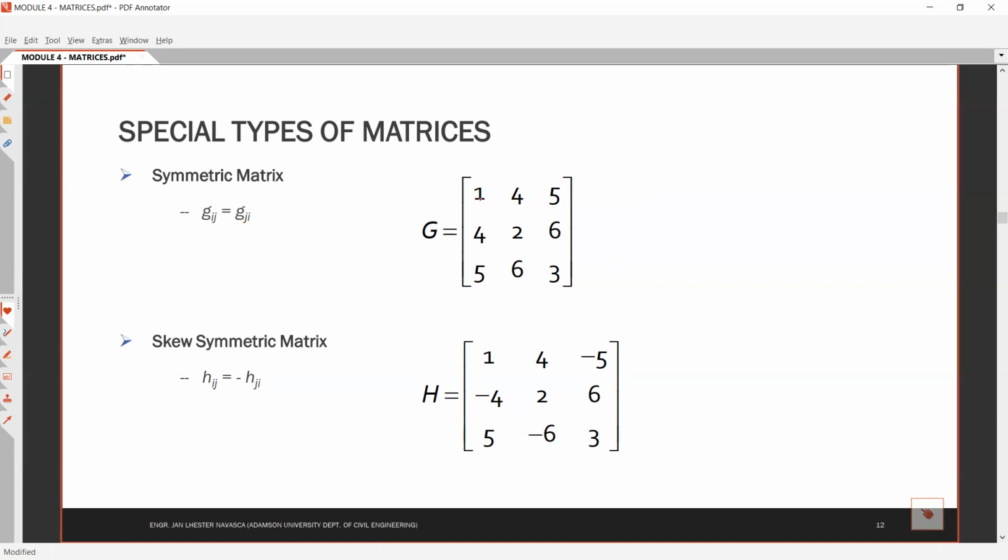1, 4, 5, 1, 4, 5. Okay, so ita-transpose mo to. Yung 4, 2, 6. Pag transpose mo, 4, 2, 6 pa rin dito. 5, 6, 3. Pag transpose mo, 5, 6, 3 pa rin dito. Okay, so using the initial notation, we can easily understand ano yung nangyayari. Okay, so let's say this one.